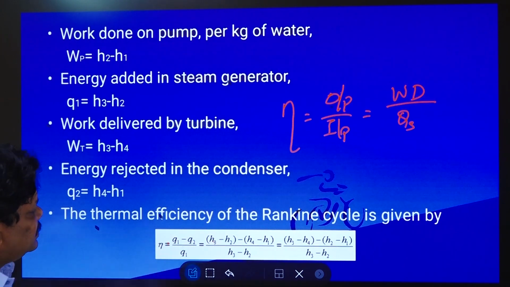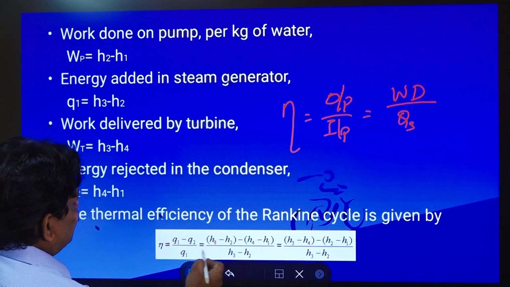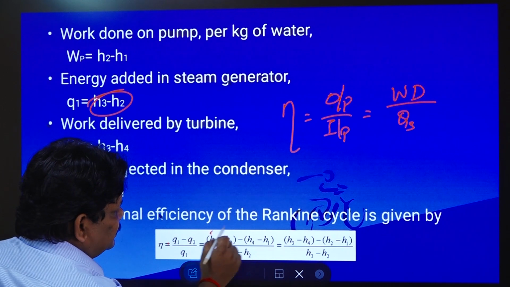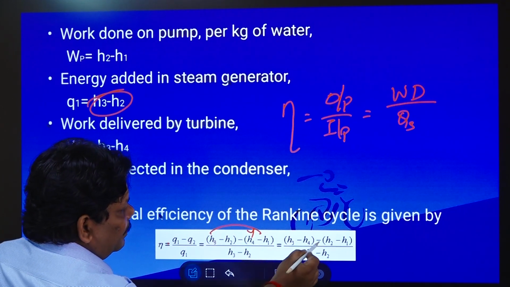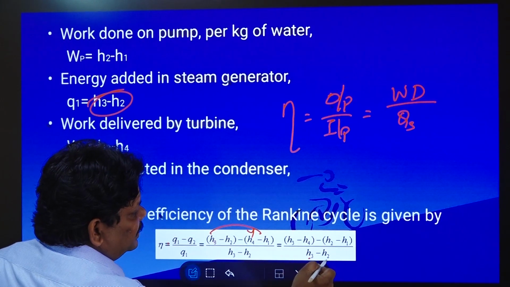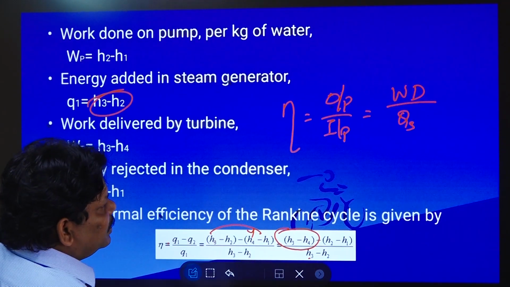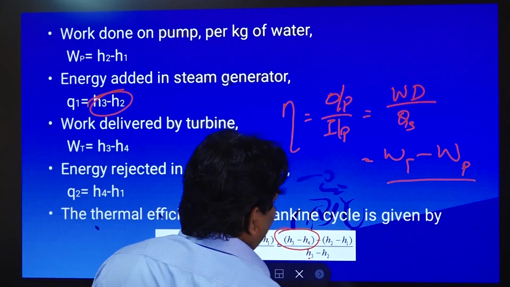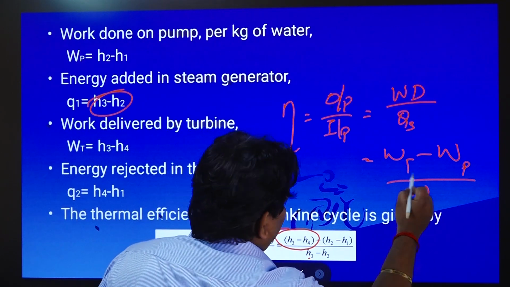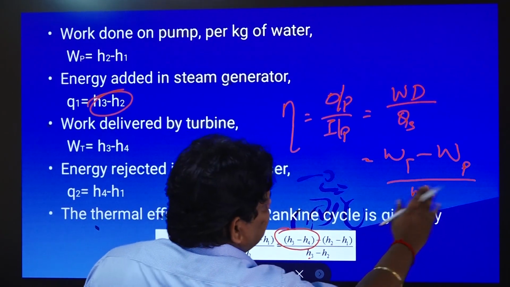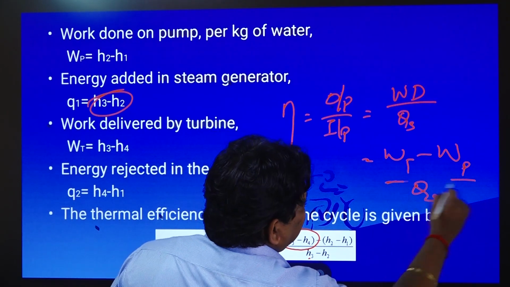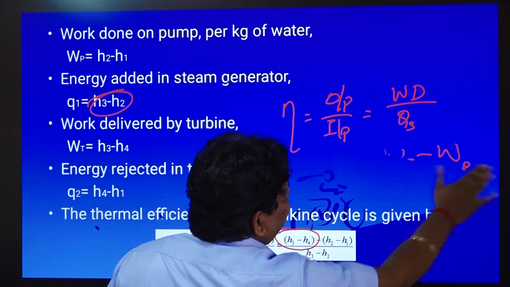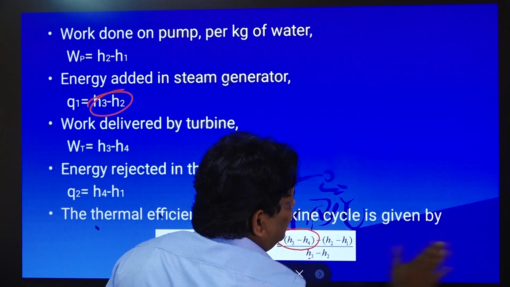So H3 minus H2 minus H4 minus H1, divided by the amount of heat energy that is added, H3 minus H2. So you can write it as H3 minus H4 minus H2 minus H1, divided by H3 minus H2. This H3 minus H4 is nothing but the work done by the turbine, and H2 minus H1 is the work done by the pump, divided by H3 minus H2, the amount of heat energy that is supplied. Okay, so this is the formula for efficiency in the case of the simple Rankine cycle. So you have to use this formula.